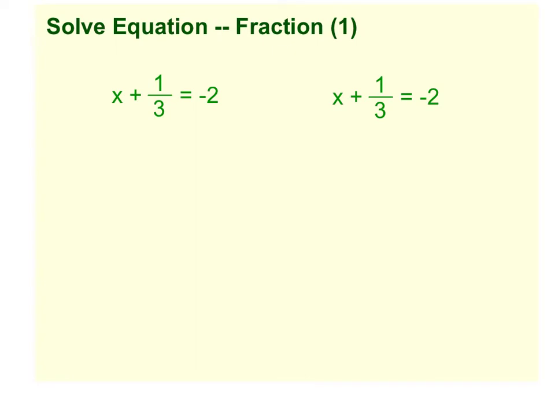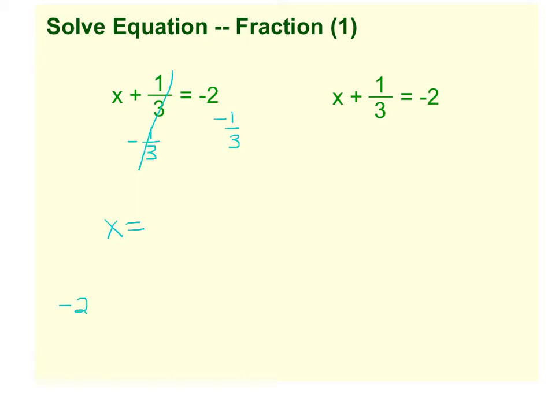We have x plus 1/3 equals -2. So we're going to undo that plus 1/3 by subtracting 1/3. We're going to subtract 1/3 from both sides. 1/3 minus 1/3 cancels, so we do have x equals, but now we have to deal with this -2 minus 1/3. I'll go ahead and do that work down here a little bit.